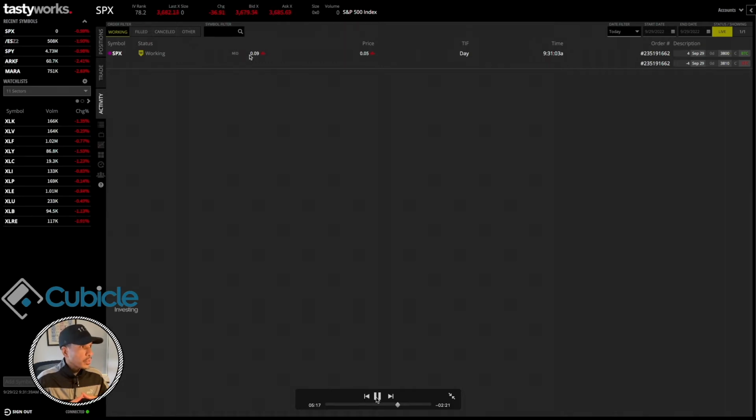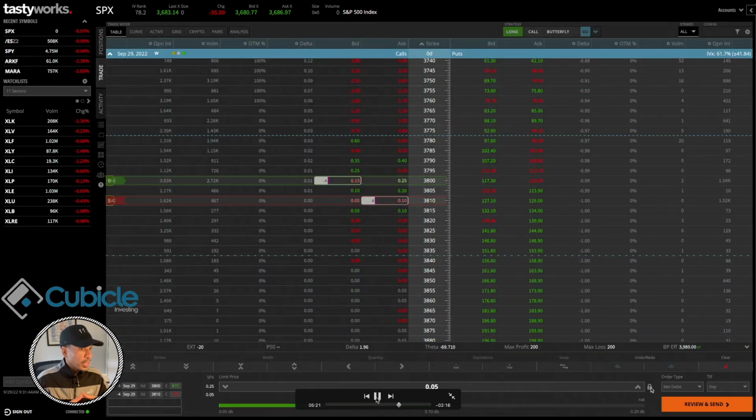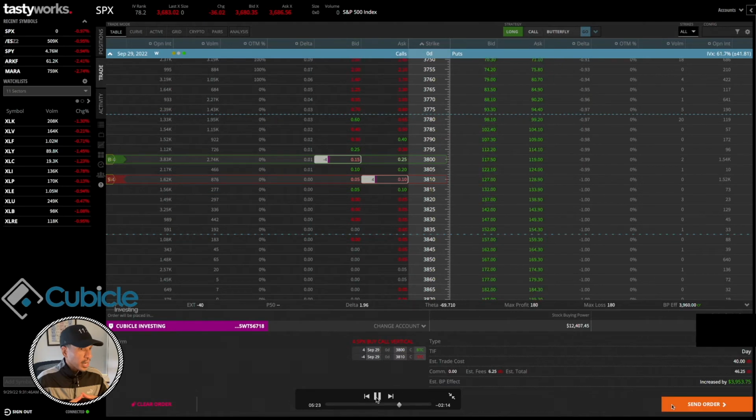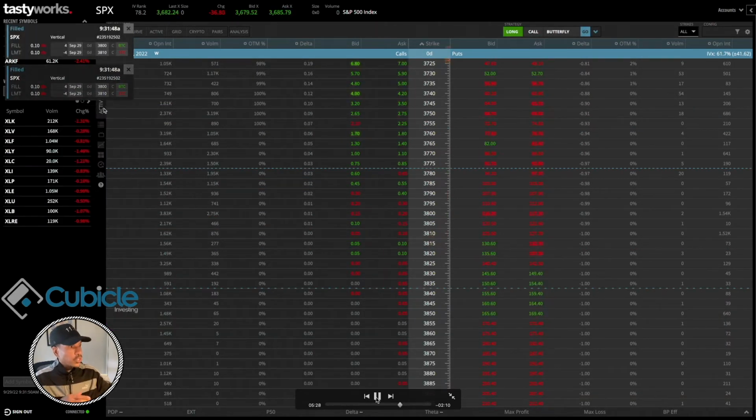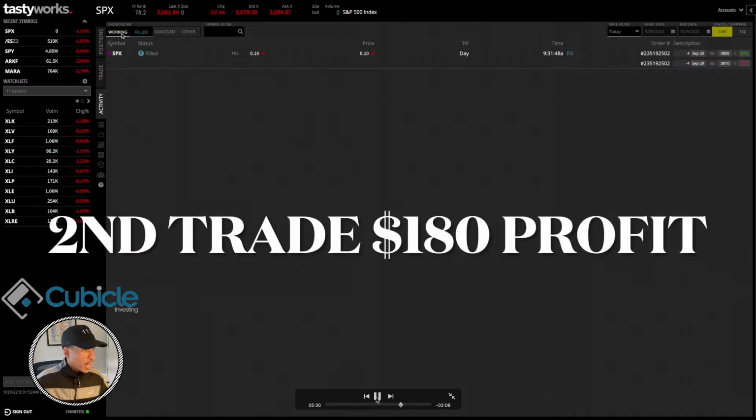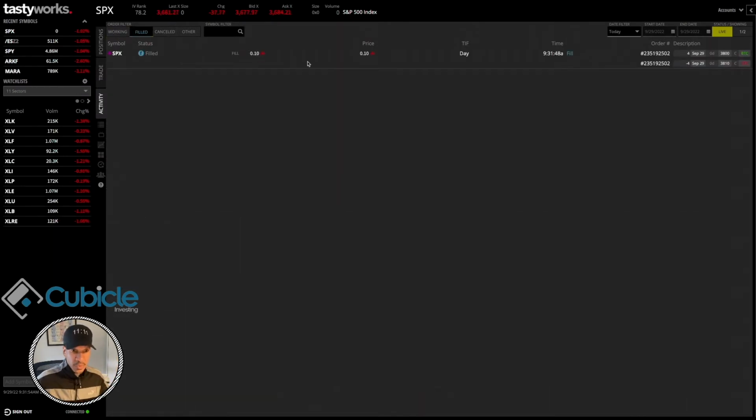As you can see here, I'm going to replace the order. I'm opening the key there, and basically I'm saying, okay, whatever the market is asking for. I've just gotten out of the trade now. Whatever the market was asking for, that's what I essentially was willing to pay. That was a $180 profit on that particular trade.